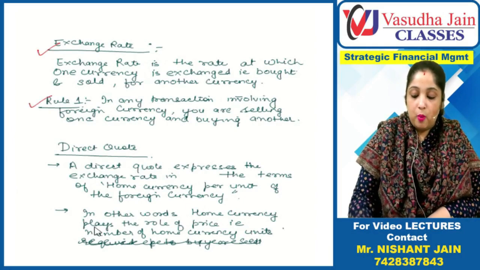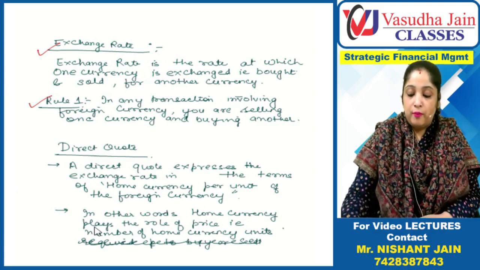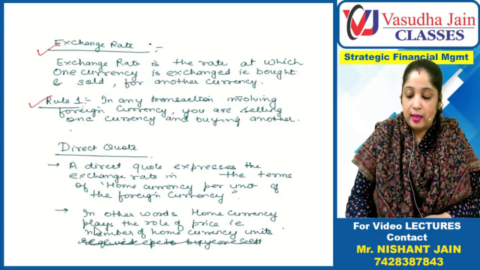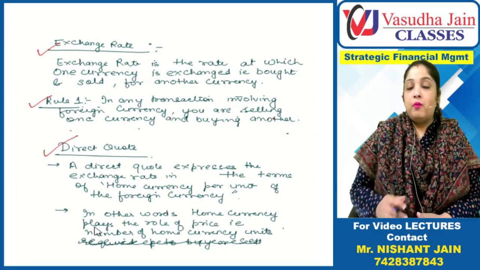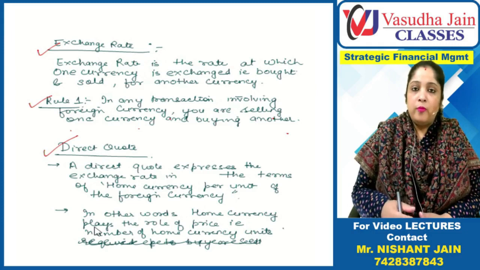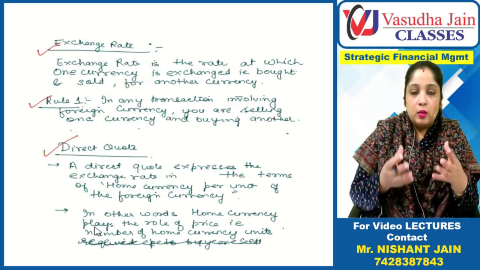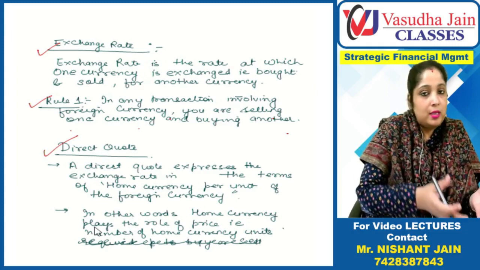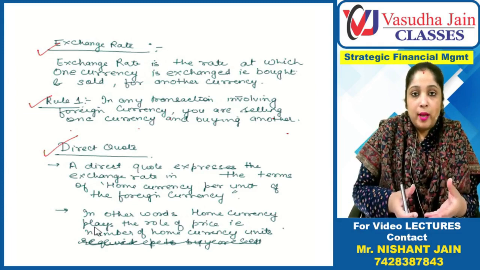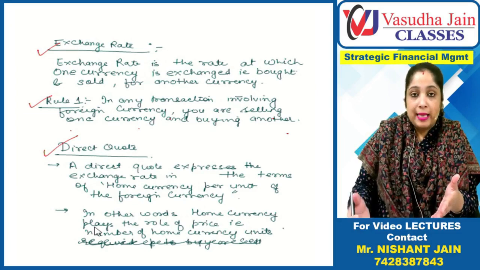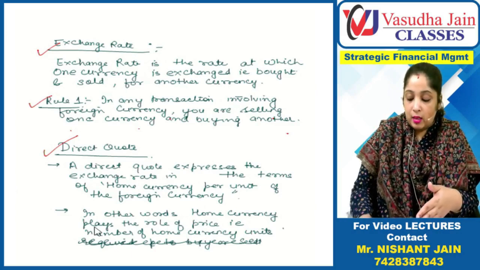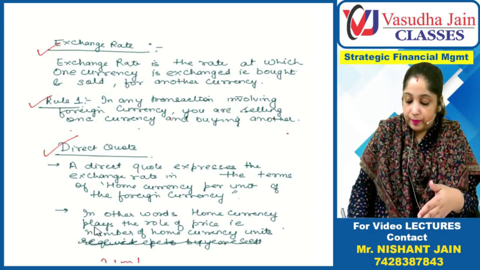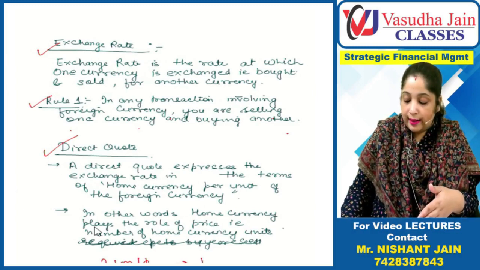Then you have studied rule number 1, that in any transaction involving foreign currency, you are selling one currency and buying another currency. Now we are talking about direct quote. What is a direct quote? Whichever country you are taking, that country's currency is home currency for that country. Now that home currency, if it plays the role of price, then it is a direct quote for that country. So that means if I write like this, now this is direct quote for India.